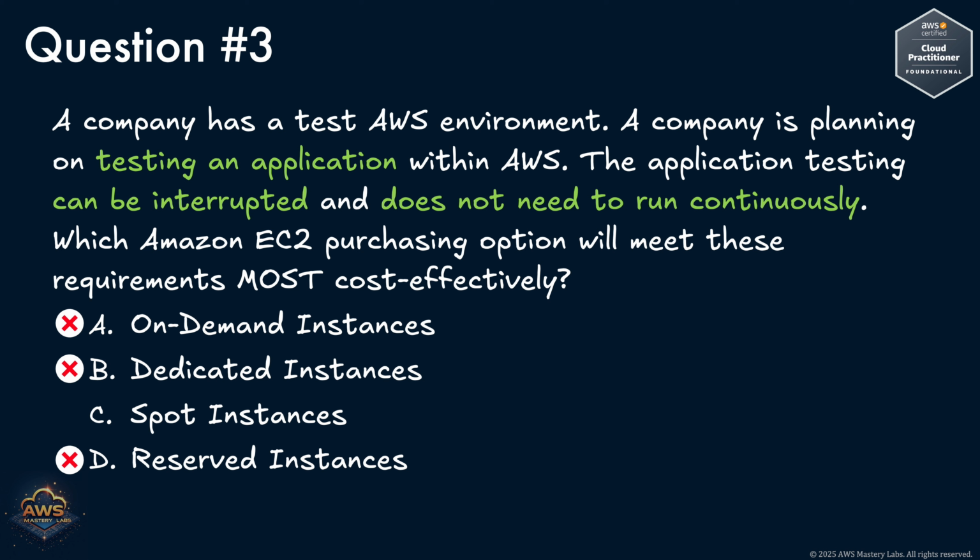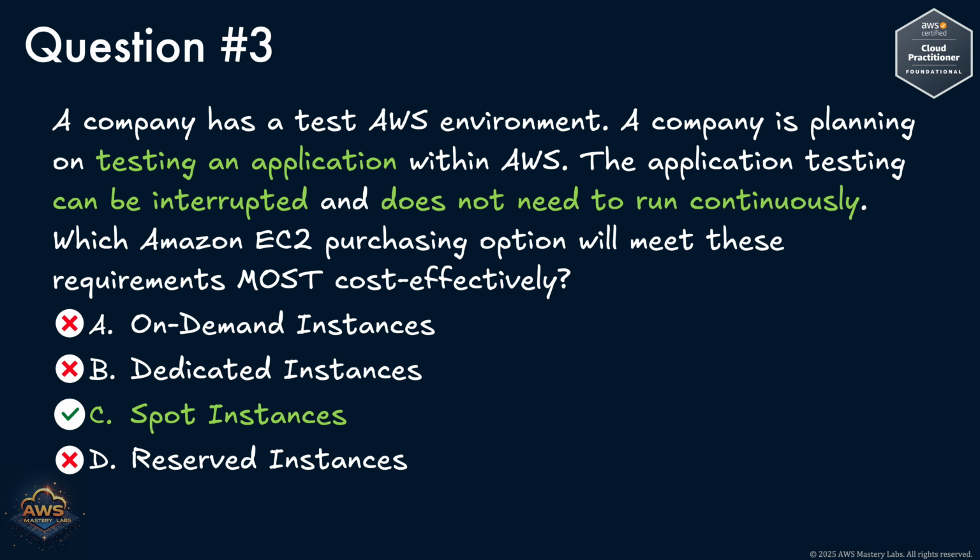Option D, reserved instances. Reserved instances are all about long-term commitment. You reserve capacity for 1 or 3 years and get up to 72% discount compared to on-demand. But they're designed for steady-state workloads, apps that run 24/7. They don't suit workloads that can be interrupted or don't run continuously like test environments. Incorrect, because it is not a match for intermittent interruptible testing.